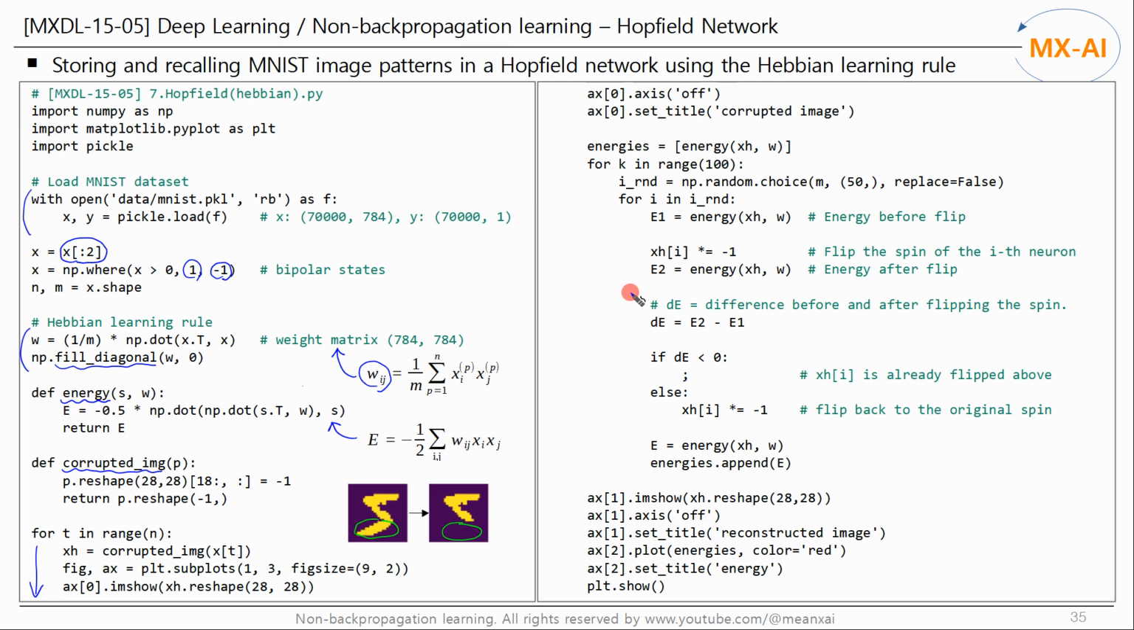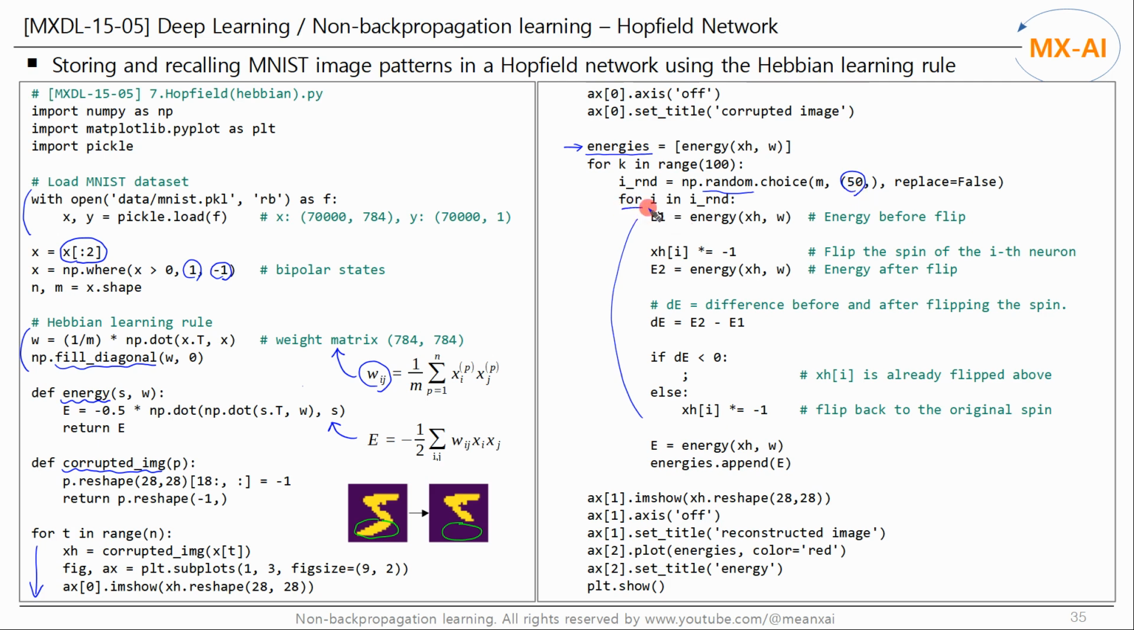As we did in the previous video, we use the energy function to retrieve the image stored in the Hopfield network. Compute the initial energy of the corrupted image and store it in a list. This is to observe how the energy changes as the image is restored. Let's randomly select 50 neurons and update the state of each neuron.